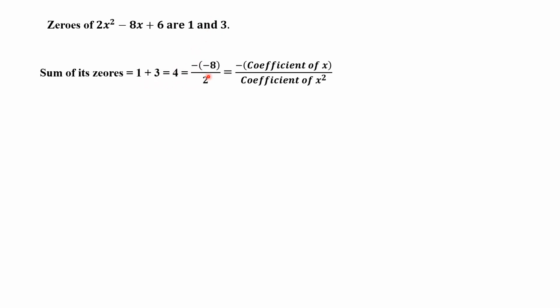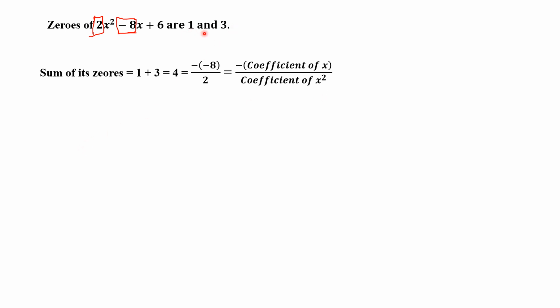Now 4 I can further write as minus of (-8) by 2. What is minus of -8? It will be 8, and 8 by 2 is 4. So without changing the value I am writing it in this form. Now, what is -8? If you check this polynomial, -8 is nothing but the coefficient of x. And 2 is the coefficient of x². So I am going to write: the sum of its zeros will be minus of the coefficient of x by the coefficient of x².